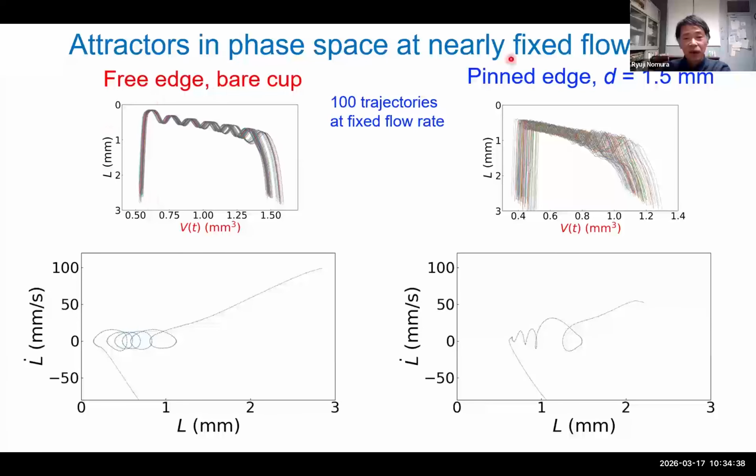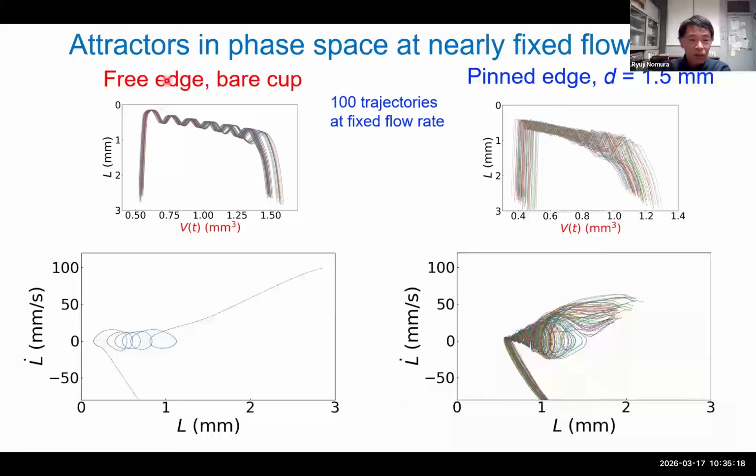Okay, these are the same graph. I will show the same data, but in a different way. I will show the attractors in a phase space, so L dot and L for the 100 trajectories. For this, please look at this pinned case first. I show the 100 trajectories in a phase space during the oscillation. And as you see, it traces different paths. So this is quite irregular.